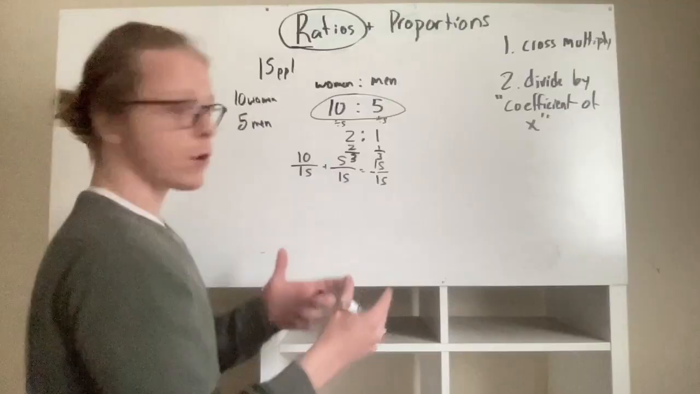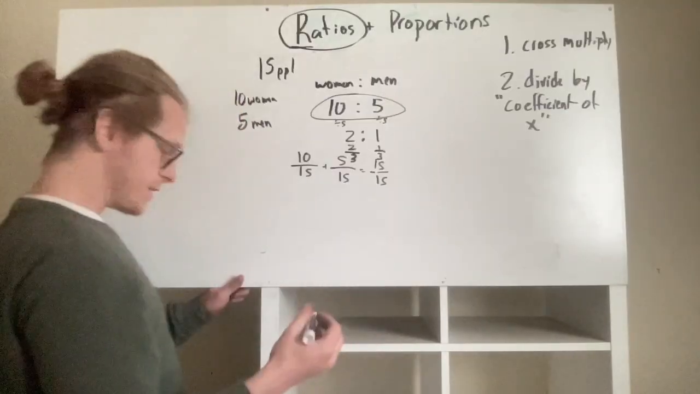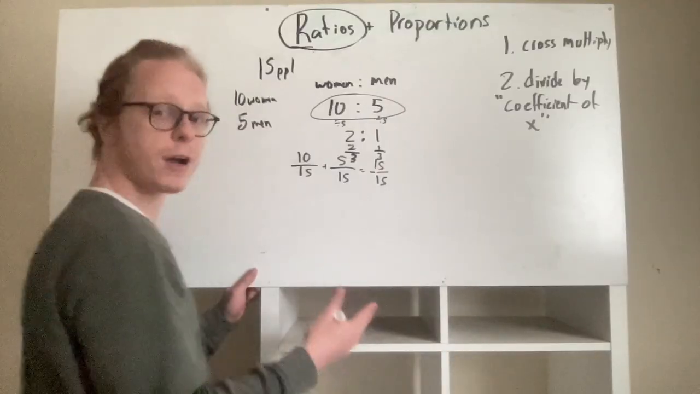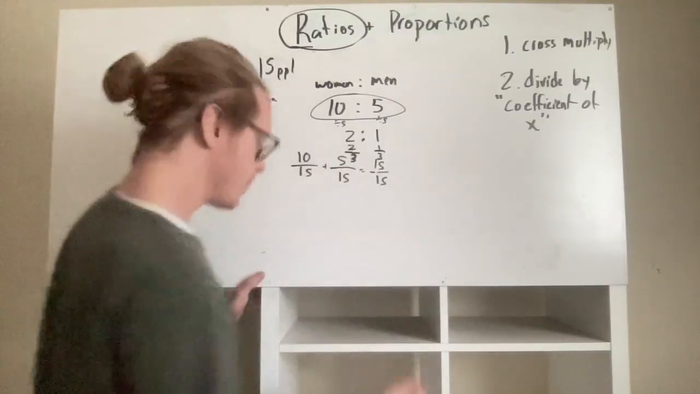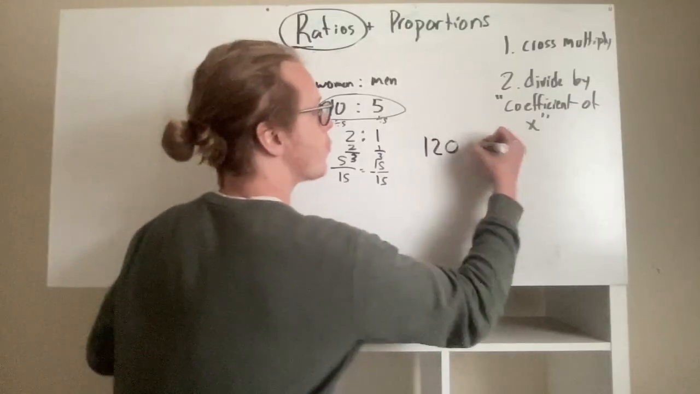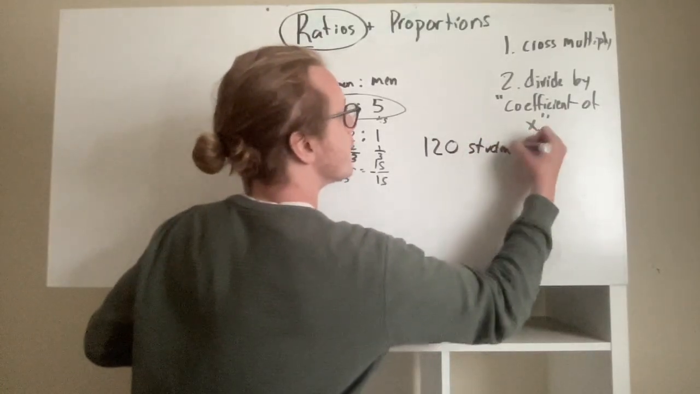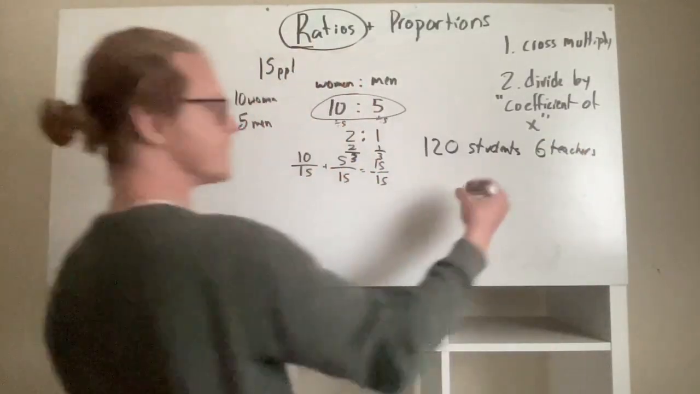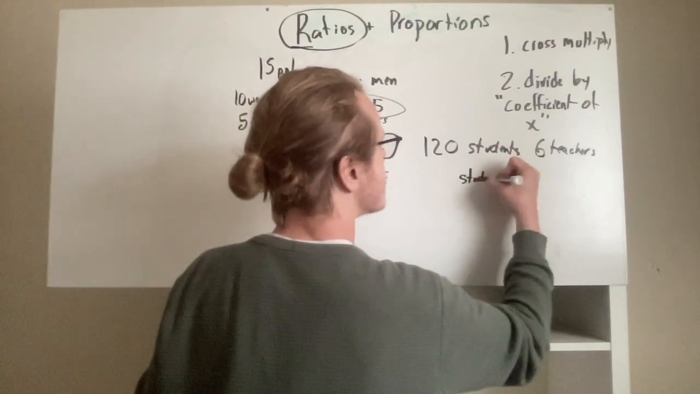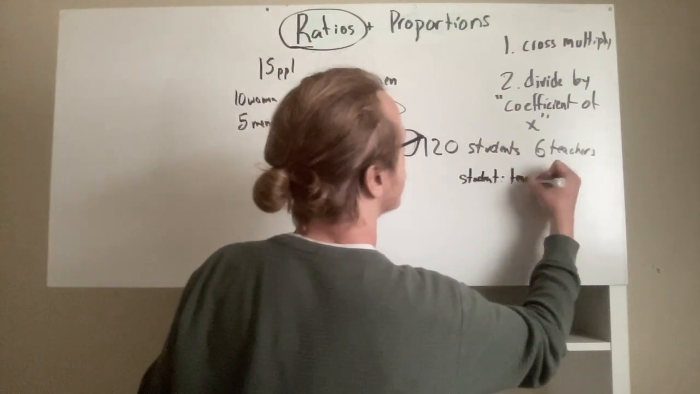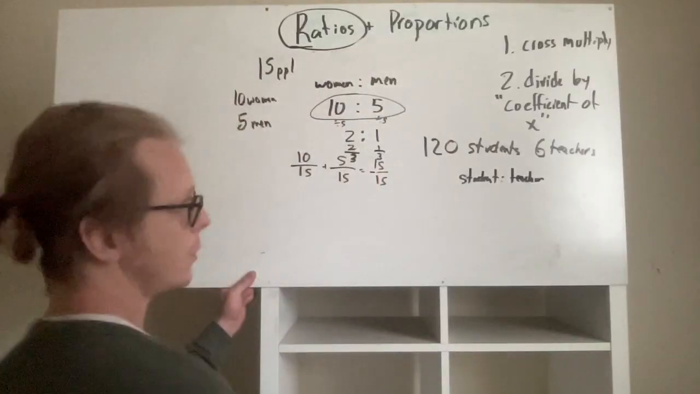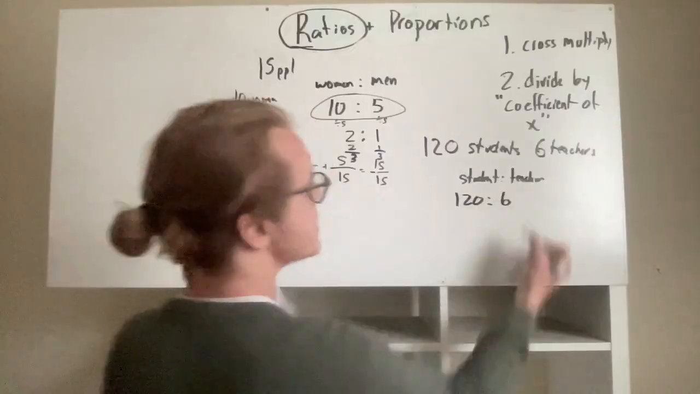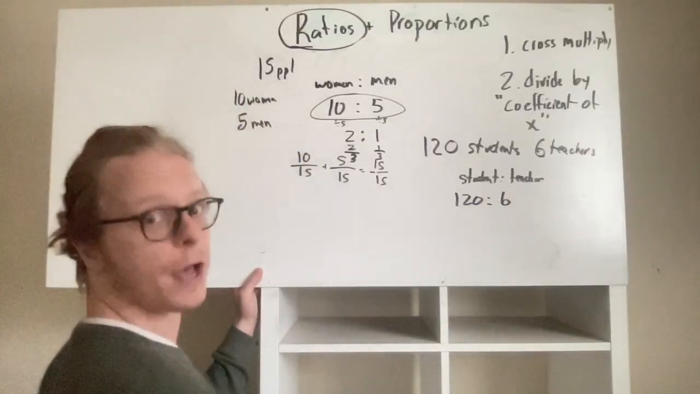So another common example where we see ratios is in student-teacher ratios, like in schools. A school might talk about their student-teacher ratio. So if there's a school with 120 students and 6 teachers, what's the student-teacher ratio? Well, there's 120 students for every 6 teachers.